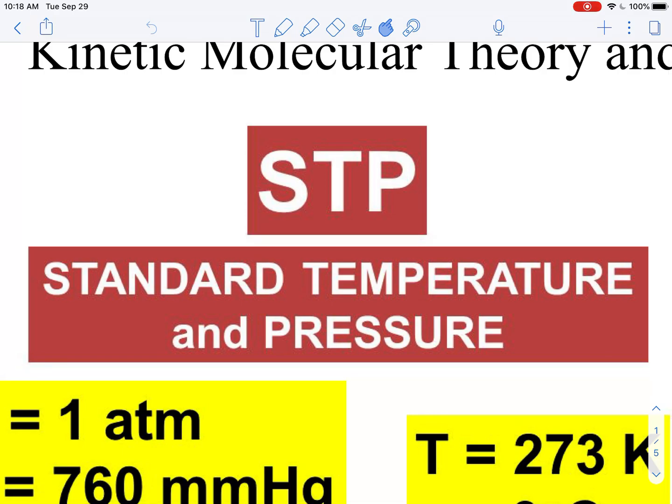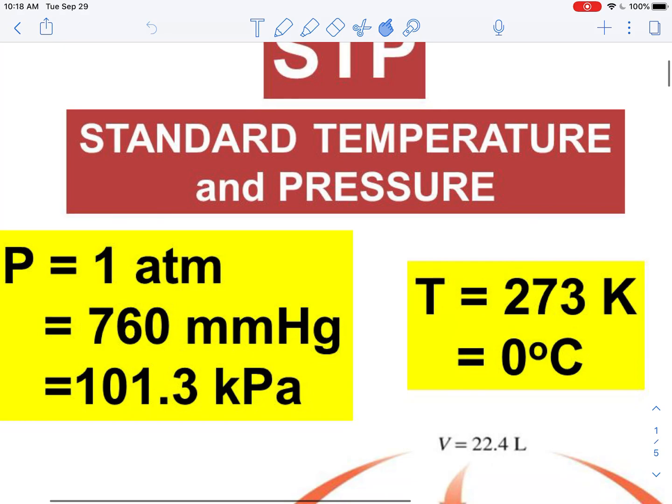So when scientists go and start to say a gas does this or a gas does that, typically they have to describe the conditions under which the gas is operating, and so consequently they have developed this standard idea for temperature and pressure. Now, what is standard temperature and pressure?